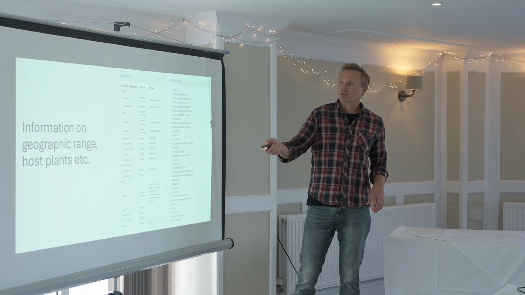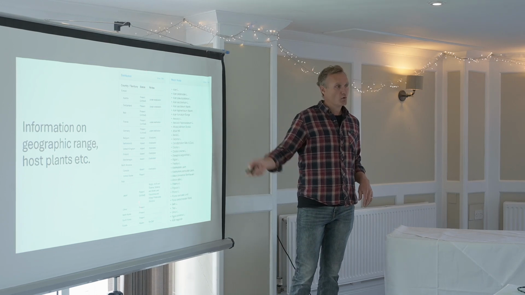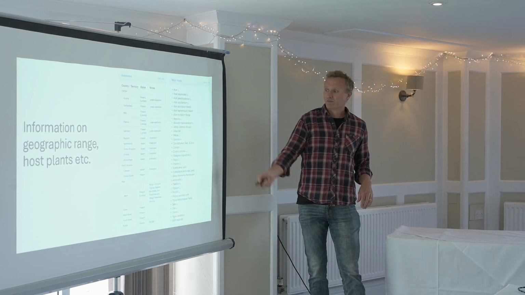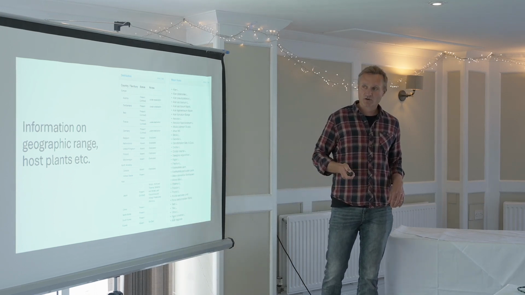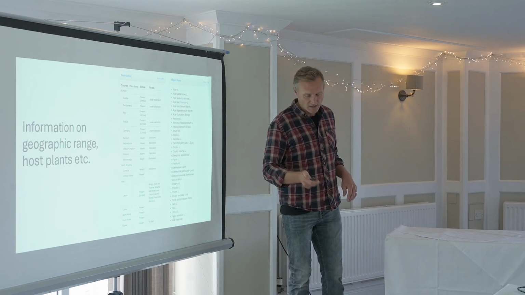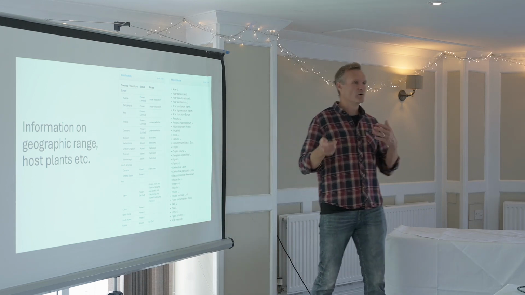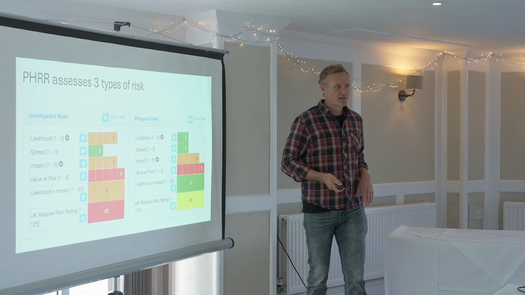So it gives you information on the geographic range, so lists of countries where the organism is known to be. Gives you lists of the major hosts, so these are all the host plant species that the organism will attack for all of these different groups. And it also assesses uncertainty about where they are and damage they might do. This is the bit we're interested in.